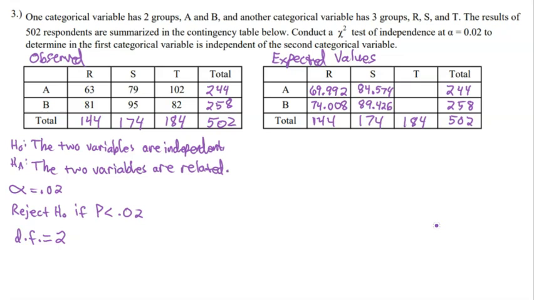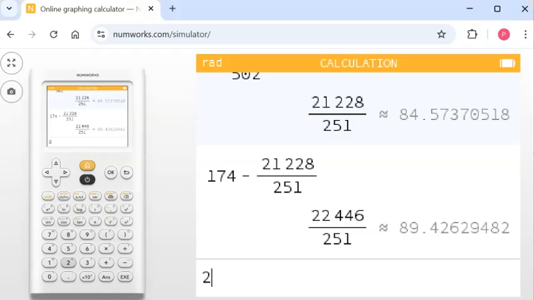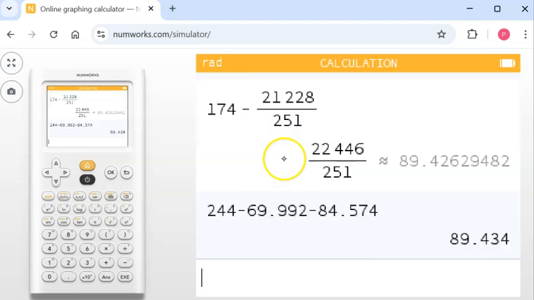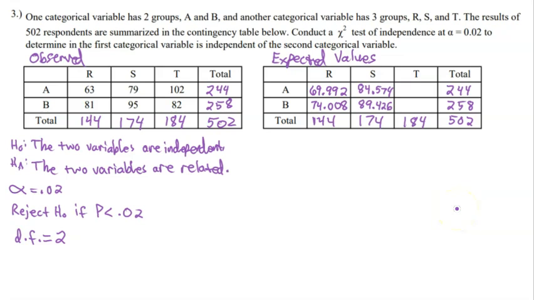89.426. Okay? And now to get this right here, I'm actually just going to do 244 minus these two numbers. So I'm going to do 244 minus 69.992 minus 84.574, and I get 89.434. Okay, and now this one here I can get in two ways.